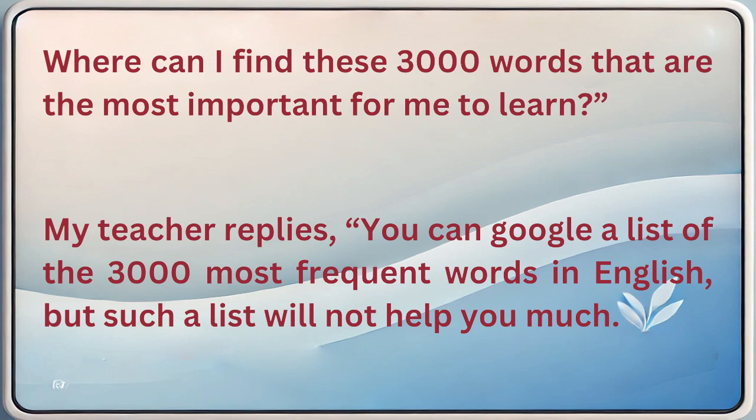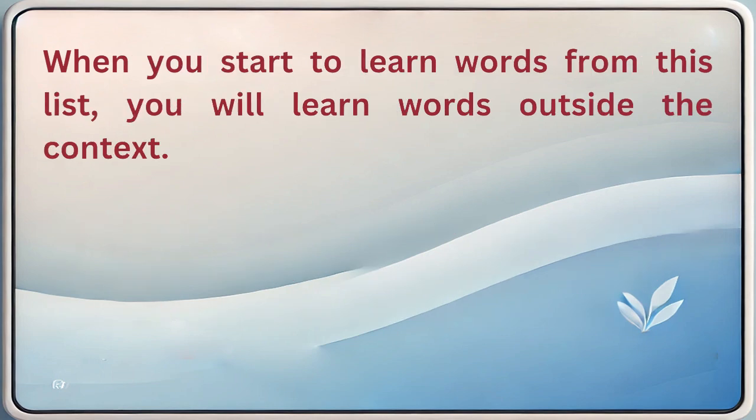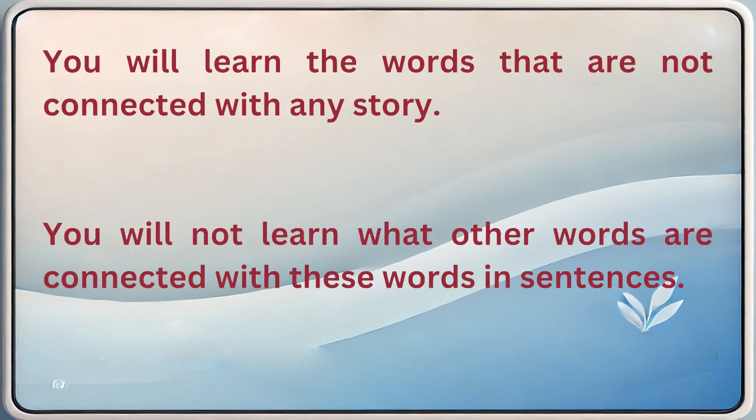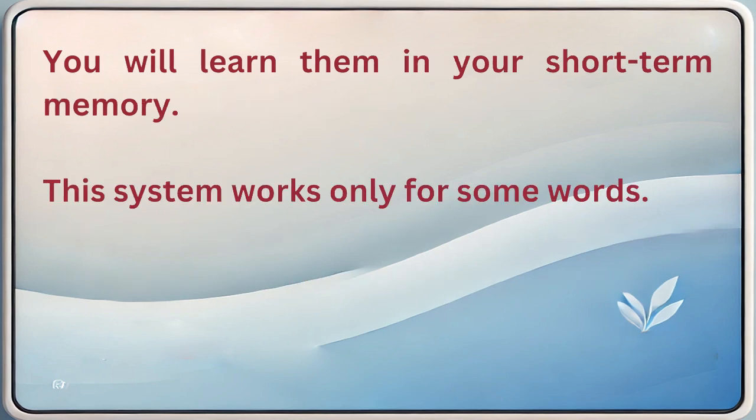My teacher replies, you can Google a list of the 3,000 most frequent words in English, but such a list will not help you much. When you start to learn words from this list, you will learn words outside the context. You will learn the words that are not connected with any story. You will not learn what other words are connected with these words in sentences. You will learn them in your short-term memory.